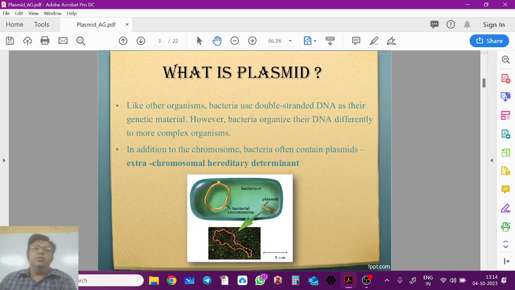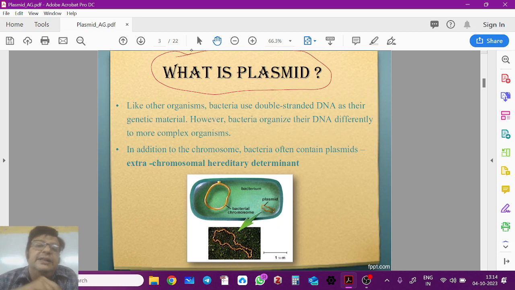So what is this plasmid? Go to the next slide, the one with the picture of a bacteria. What is plasmid? Basically it is an extra chromosomal circular DNA. The key words are extra chromosomal circular DNA.